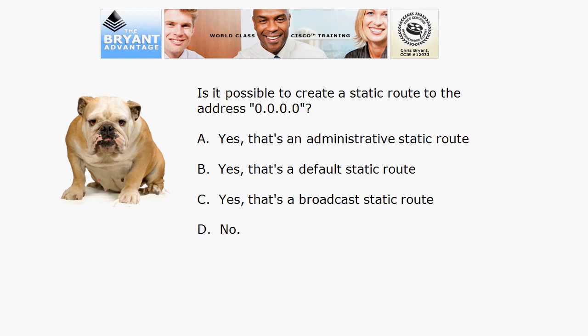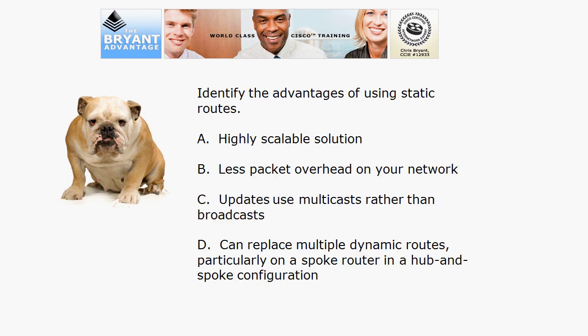Let's go ahead and head for the next question. Is it possible, and legal of course, to create a static route to the address 0.0.0.0? Which statement best describes that? Next question, identify the advantages of using static routes. We spend a lot of time discussing dynamic routing protocols, but static routes are important too. Which one of these are advantages?